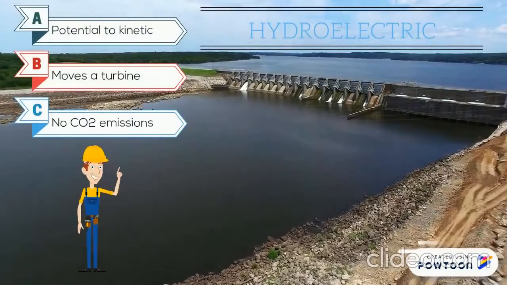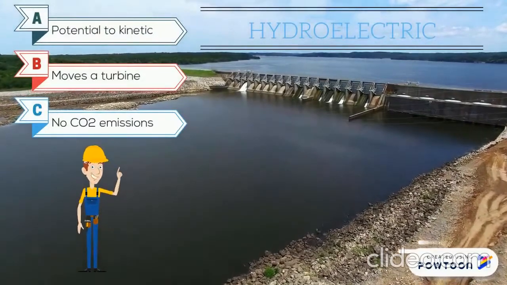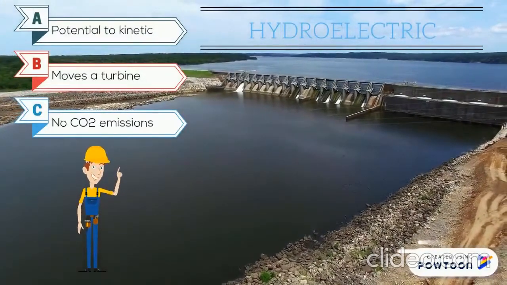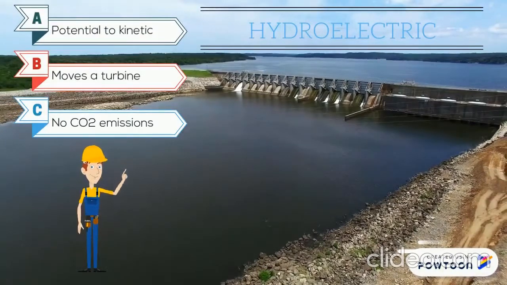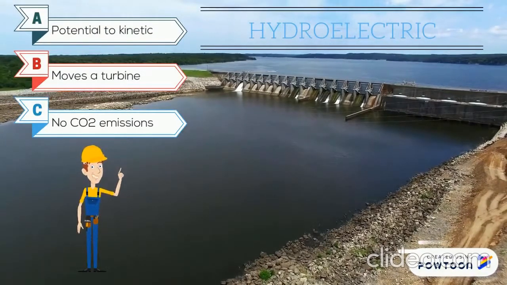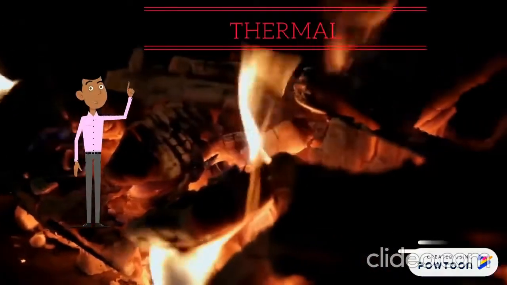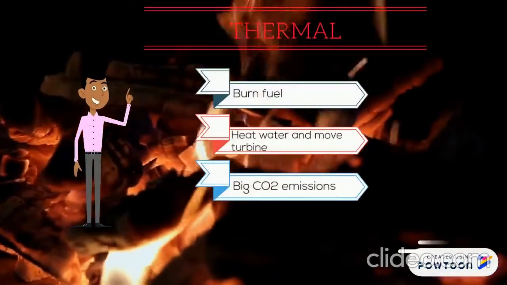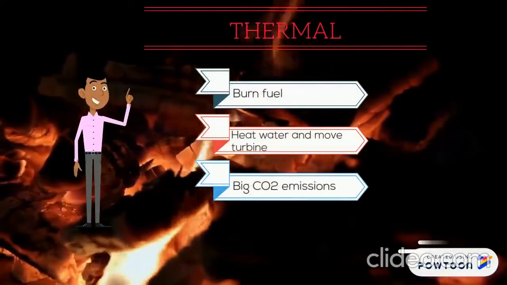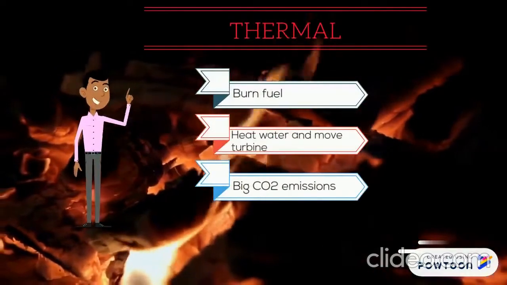This uses the potential energy of the water retained in a dam to transform it to kinetical energy in order to move a turbine and produce electrical energy. It is CO2 emissions free, but on the other hand alters the biodiversity of the area as well. The next ones are thermal power plants, where different fuels are burned so as to heat the water and move a turbine. However, it produces big amounts of CO2 emissions.